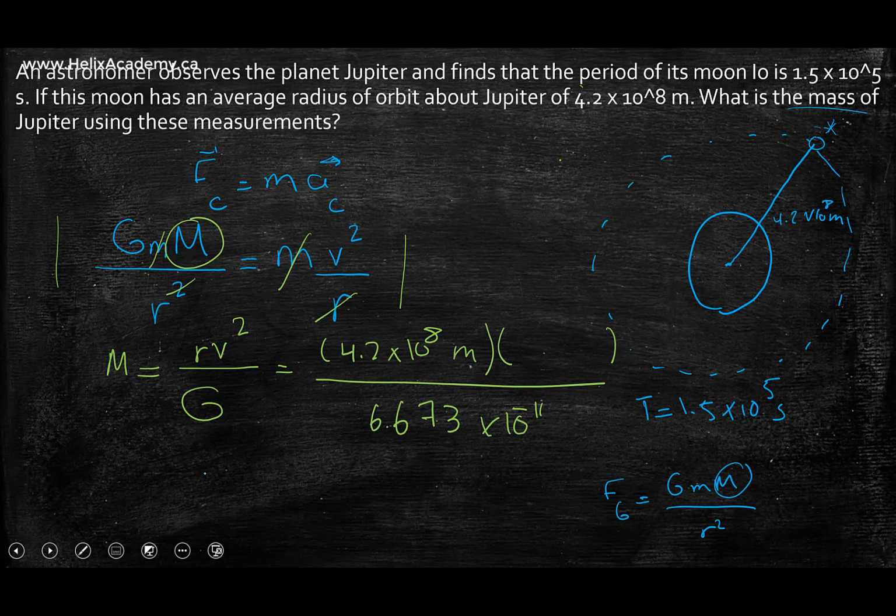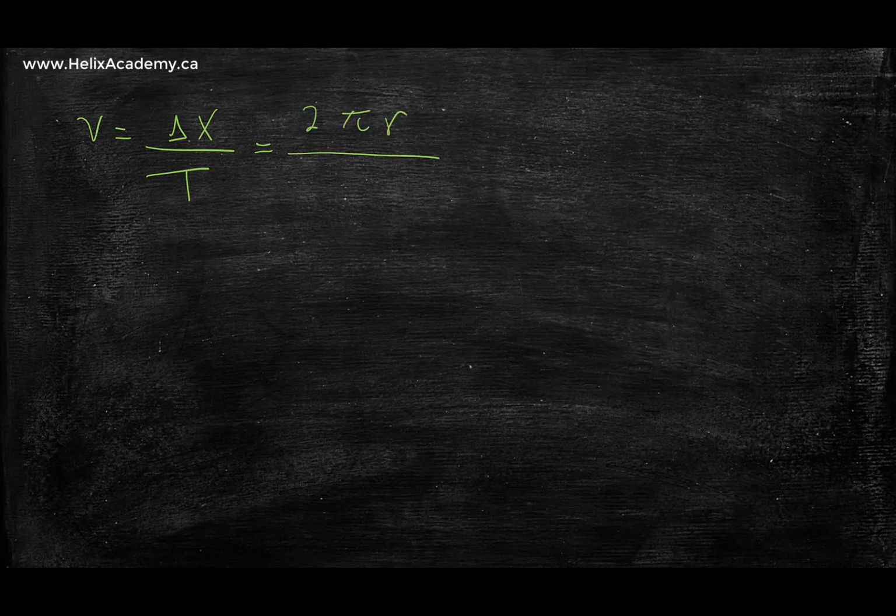Now, the velocity of the moon is equal to the distance that the moon traveled, which I'm going to call delta x, divided by the time it takes to travel that distance, which is the period, and it's given. Now, if I'm solving for the velocity, I need the distance, which is the circumference, and that's equal to 2 pi r over T, where T is the period, and it's given. So to plug in these numbers, I will have 2 pi for r, 4.2 times 10 to the power of 8, and the period is equal to 1.5 times 10 to the power of 5 seconds.